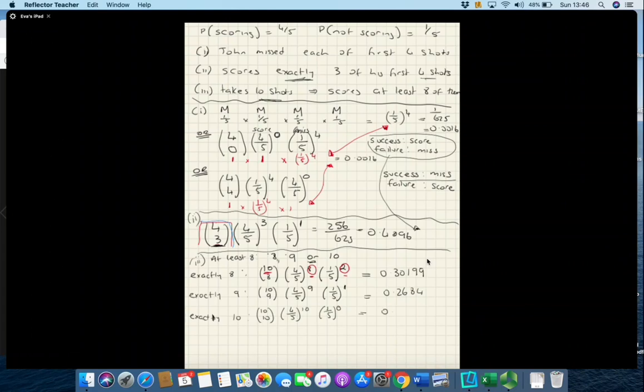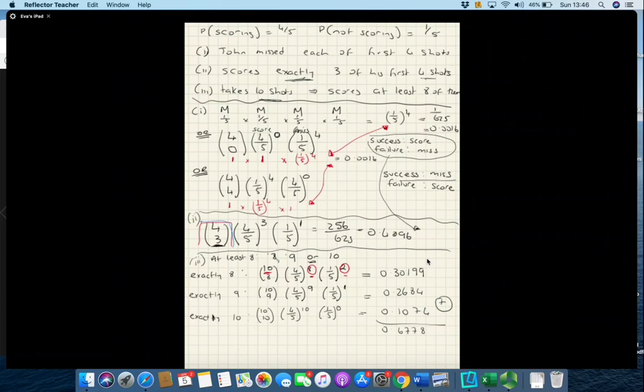And I'm getting 0.1074 for that. Add all of them together, and I would expect a fairly high number here. And I'm getting 0.6778.